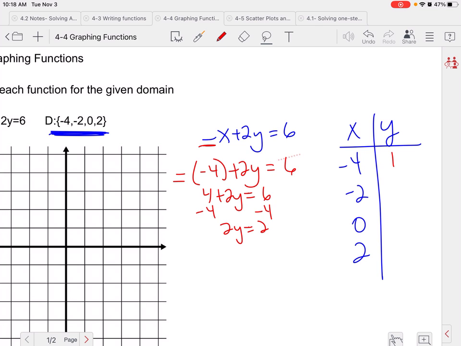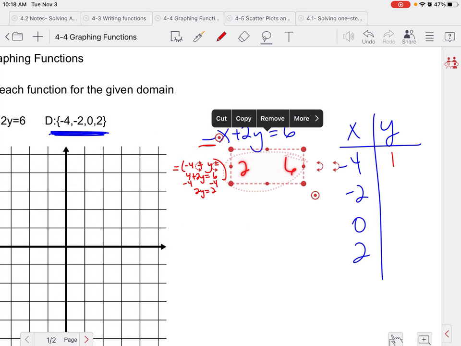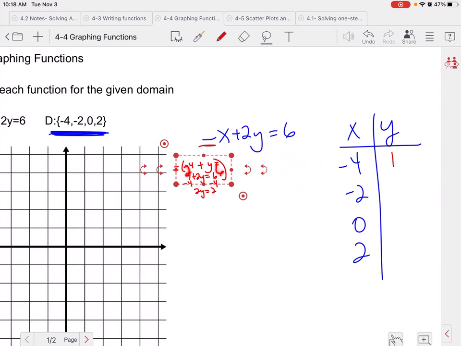Okay. I'm going to go ahead and shrink this down just so it's out of my way here. Oops, that 6 did not go with it, did it? Okay. We're just going to delete it since it's a hot mess now.